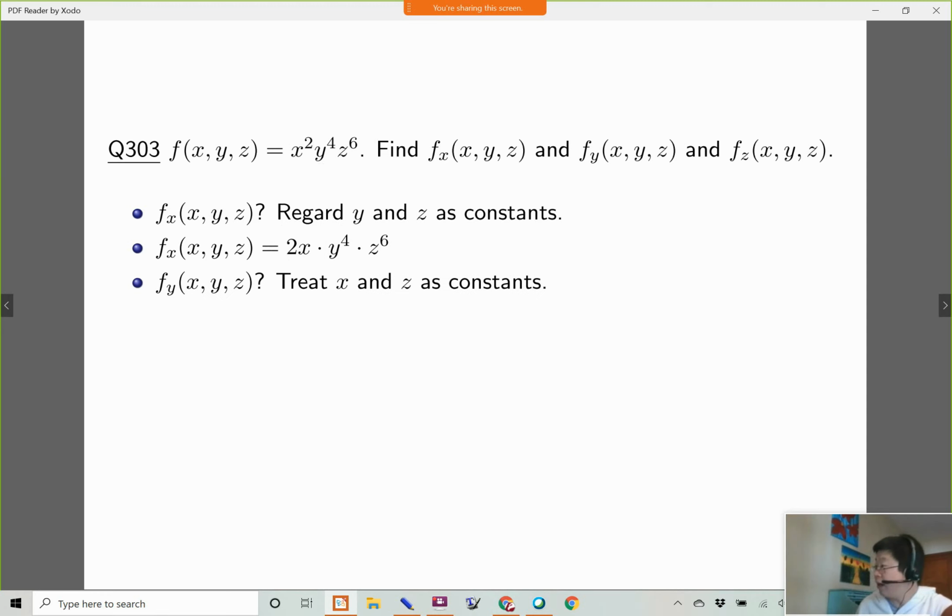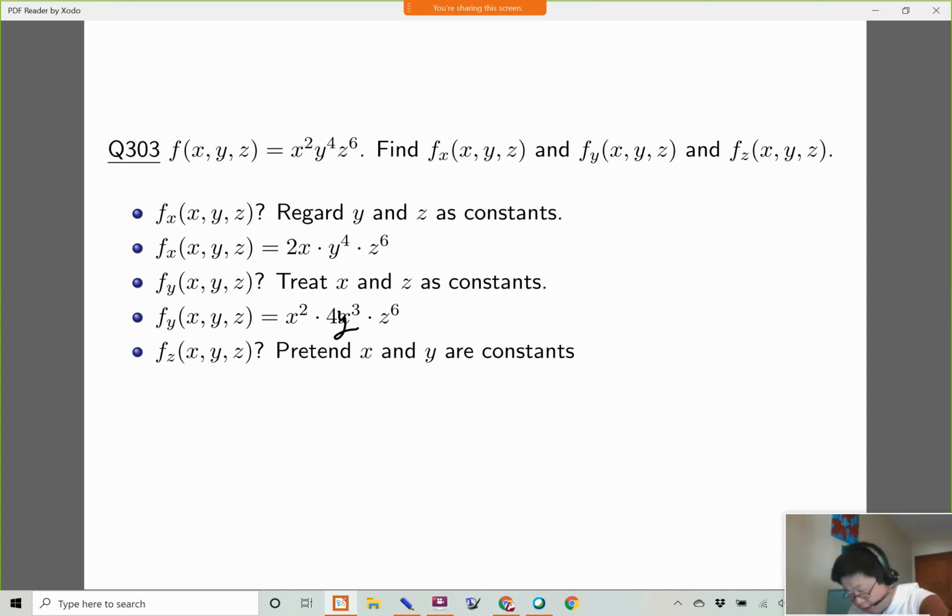Same general deal for f sub y. So to find f sub y, y is now the variable in this portion. Y is the variable. X and z are treated as constants. So I copied the x squared constant. I differentiated y to the fourth as 4y to the third. And then copied z to the sixth, because right now we're treating z as a constant, therefore z to the sixth is also a constant.